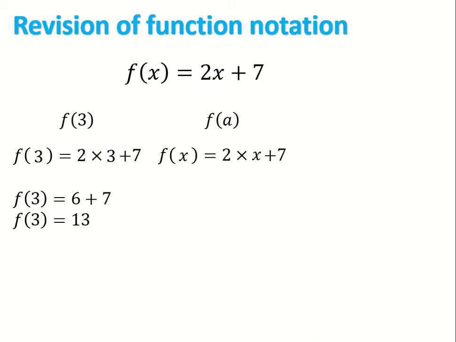So similarly, if you had f of a, all that's happening here is x comes out, replace it with an a. X comes out, replace it with an a. You can't simplify this too much, but you can obviously write it slightly differently. It's just 2a plus 7. And as you can see from above, it's virtually the same. The x has just been replaced by an a.